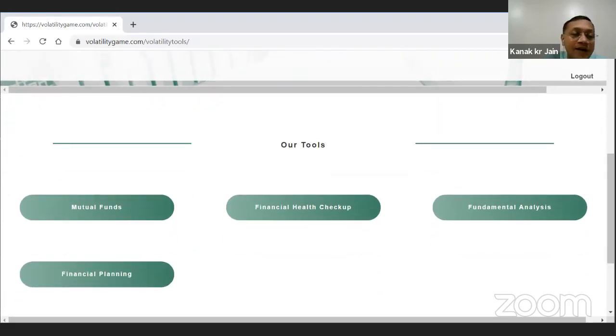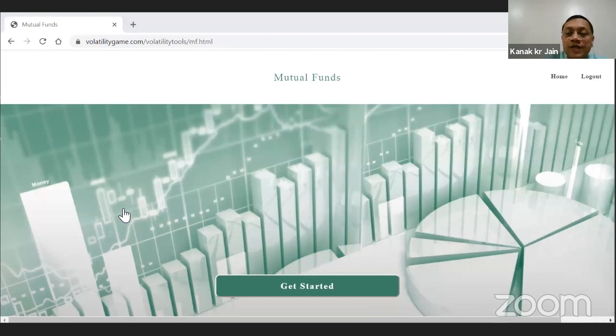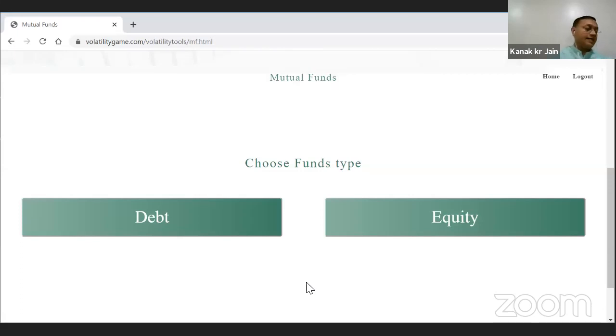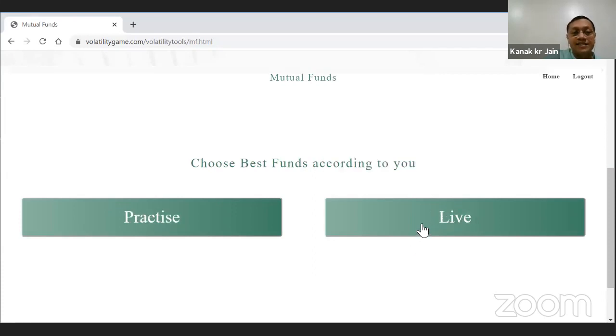Okay, this is the financial planning tool we have done, fundamental we have done, and today we are doing the mutual fund analysis tool. Okay, so let me just click this one. I hope all of you can see this. So we will just put get started. Okay, so let's understand equity first, and then we will understand debt, and we will obviously do the practice section. There is a practice from sometime in the past, not very long, maybe a few years, so that we know whether we are doing right or not.